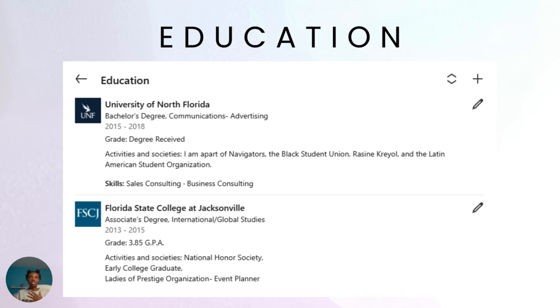I was a part of so many different types of organizations, and I put the information there that I do have an associate's degree, which came first, from the Florida State College at Jacksonville, because I am originally from Jacksonville, Florida.